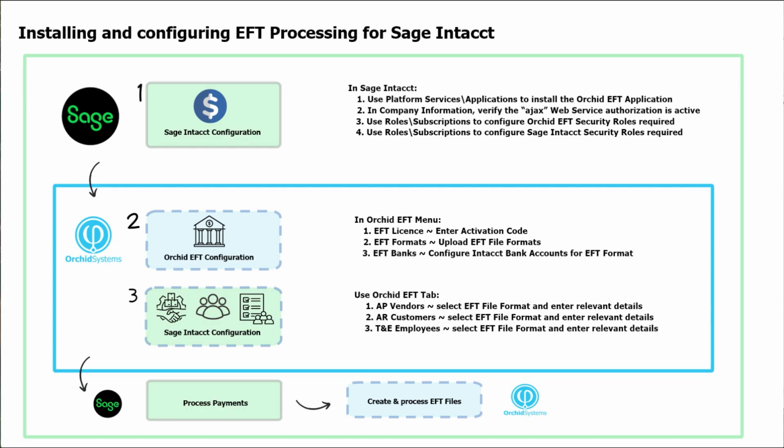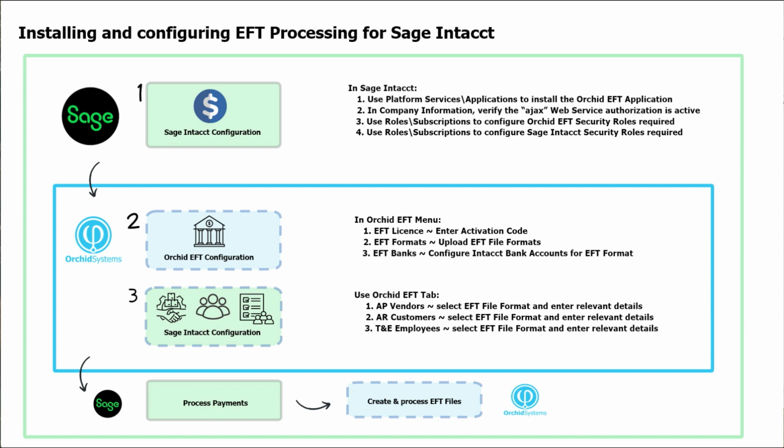Thanks, Natalie. In this video, I'm going to show you how to install and configure EFT processing for Sage Intacct. After downloading the application from the Orchid website, you would use Platform Services, the Applications option, to install the Orchid EFT application. And then you need to check some web service settings in Company Information. And then you need to set up the Orchid EFT security roles that are needed for users to use Orchid EFT Processing.